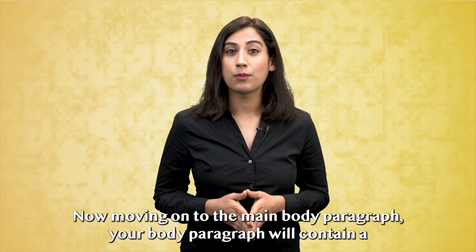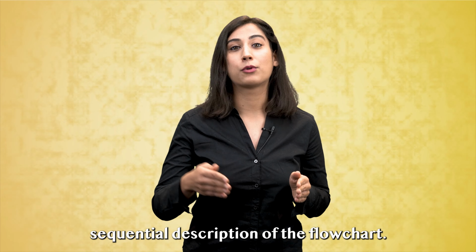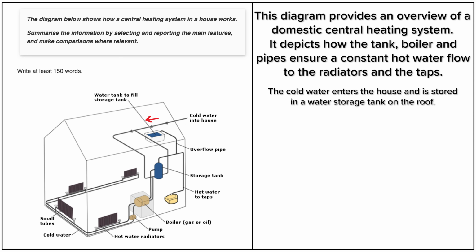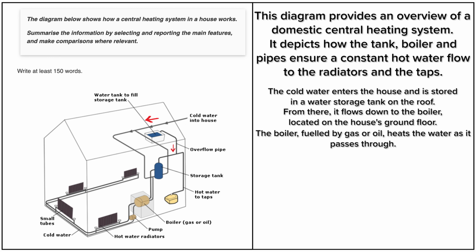Now moving on to the main body paragraph. Your body paragraphs will contain a sequential description of the flowchart. The cold water enters the house and is stored in a water storage tank on the roof. From there, it flows down to the boiler located on the house's ground floor. The boiler, fueled by gas or oil, heats the water as it passes through.